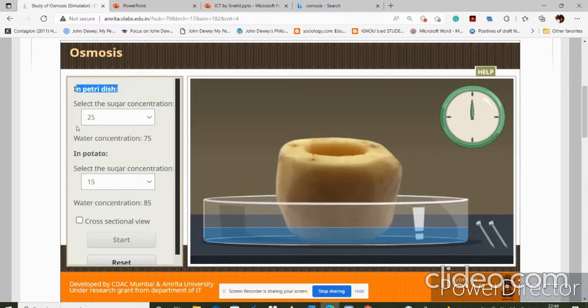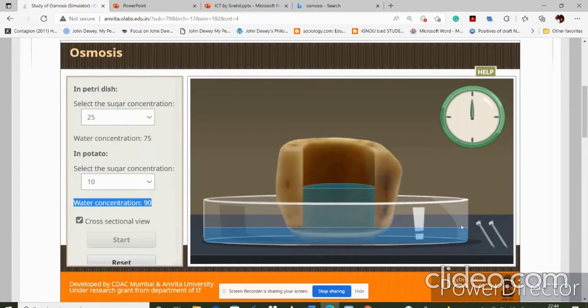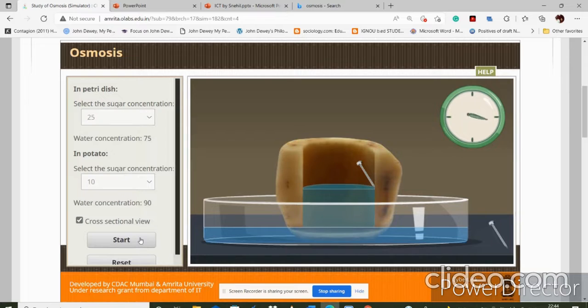So this represents the solute portion. If 25 is solute, then the 75 represents the solvent concentration. Similarly, here I am choosing, for example, 10. This 10 represents the sugar concentration, that is the solute, and then the remaining is our solvent. And we can even see the cross-sectional view here. So let's put a pin here so that we can trace the change in the level of solution after the process of osmosis. So let's start the simulator and try to see the change.